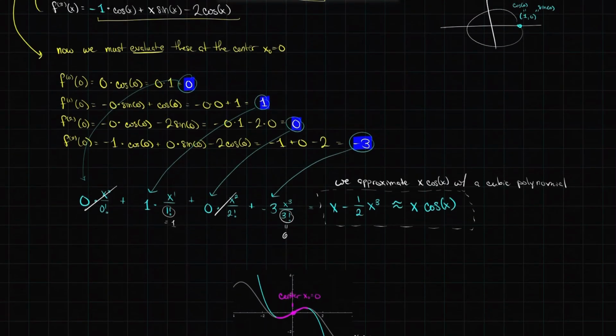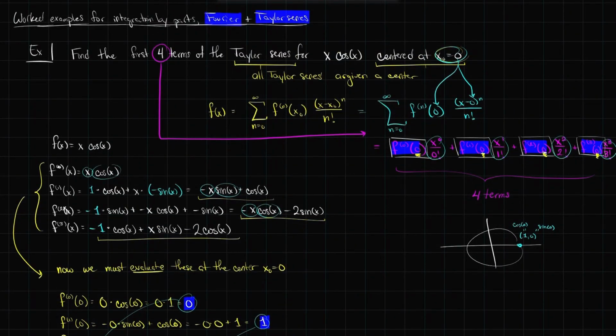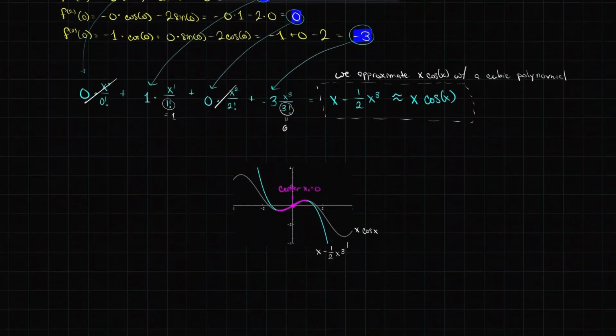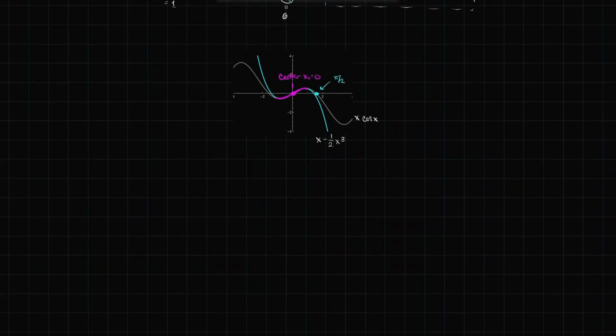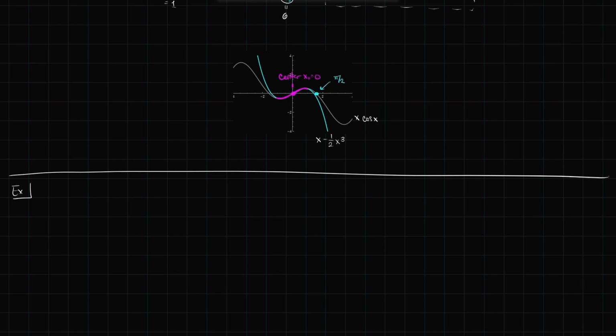And so with that said, let's go ahead and try the same problem, except let's modify the center. So let's move the center to maybe this point right here. This point, by the way, is pi over 2. So let's go ahead and modify the center to pi over 2. This is an exercise. Find the first 4 terms in the Taylor series for x cosine x centered at x naught equals pi over 2.